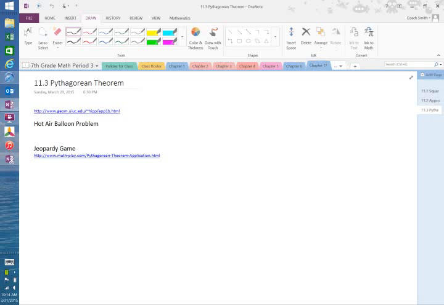The Pythagorean Theorem works on right triangles. It only works on right triangles. It is a formula: a squared plus b squared equals c squared. And what that is depicting is this.